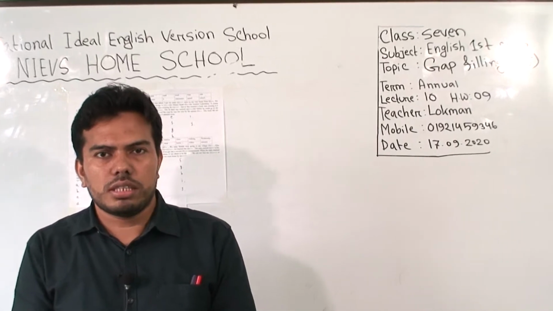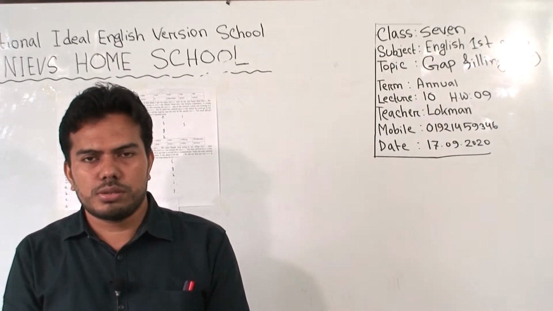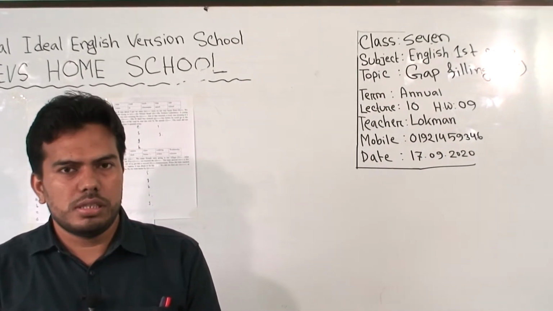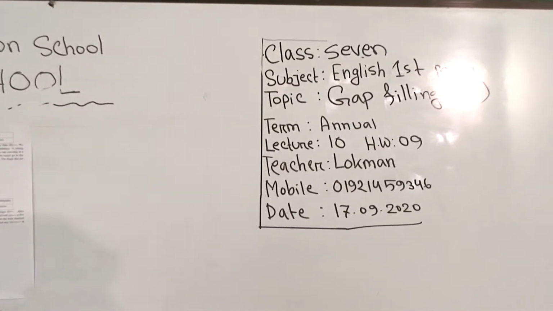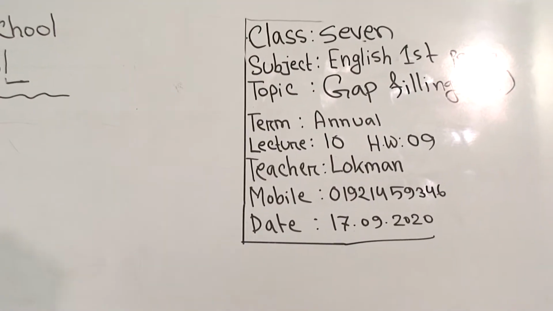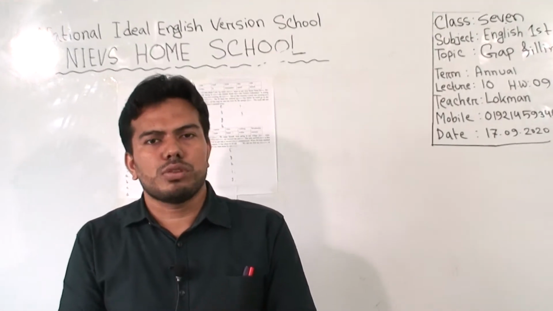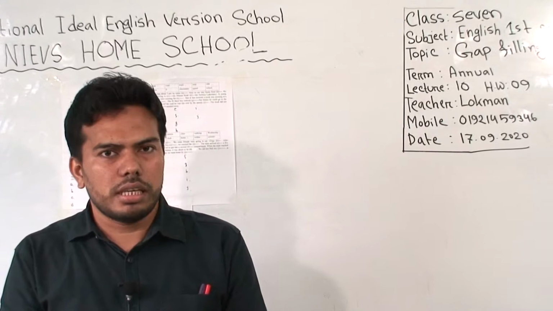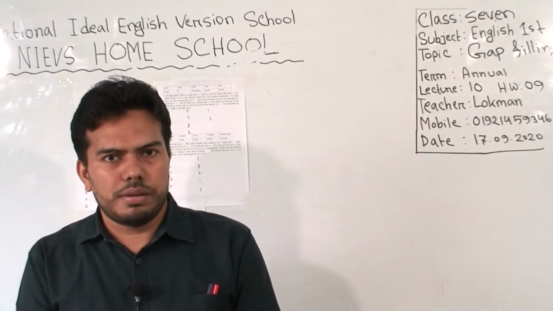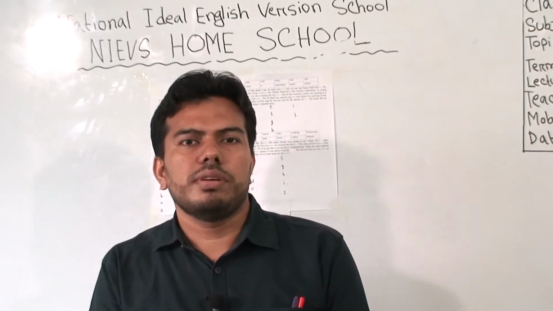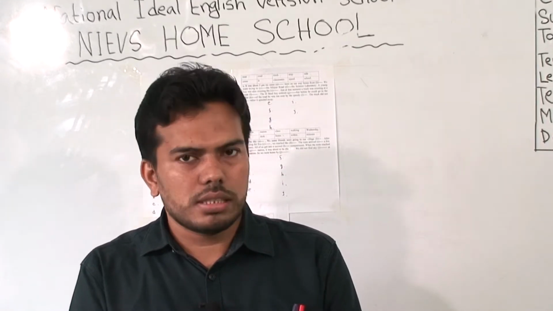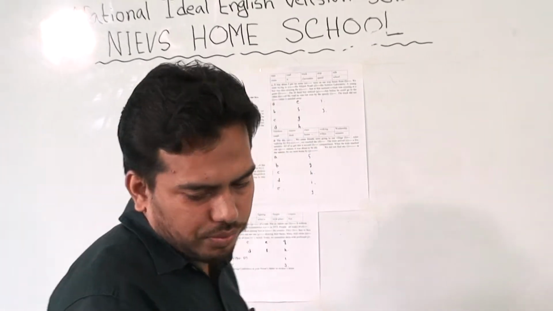Now I am going to conduct an English first paper class for the students of class 7. Our today's topic is gap filling. In your exam question, there will be given some passage. In the passage, some gaps will be given. There will be 10 gaps. You have to fill up the gaps using the clues given in the table. So now let's start doing our exercise today.